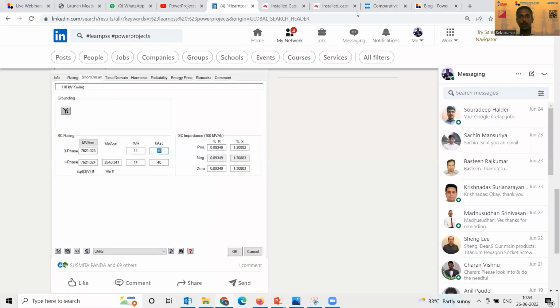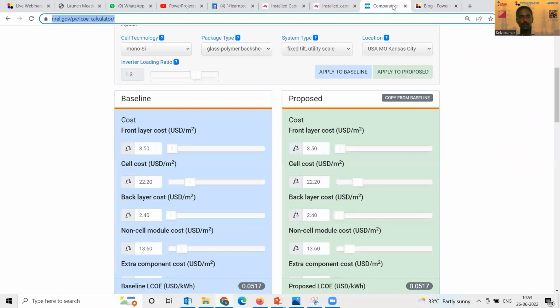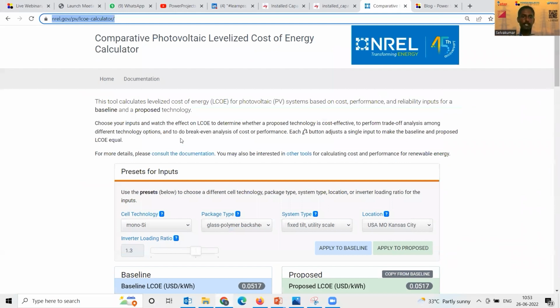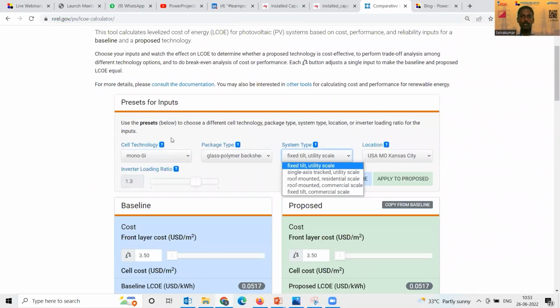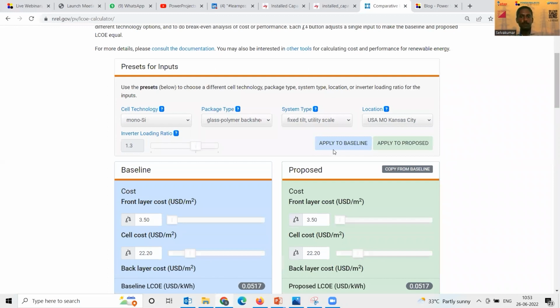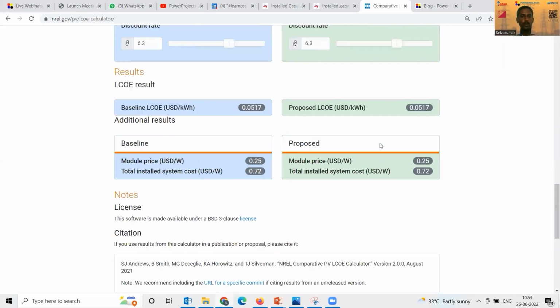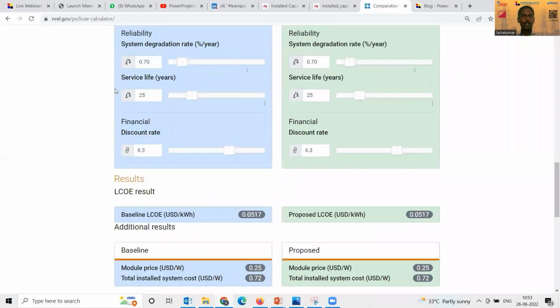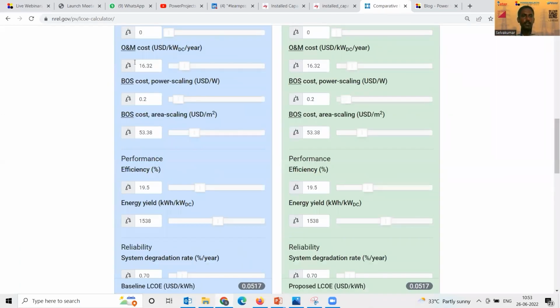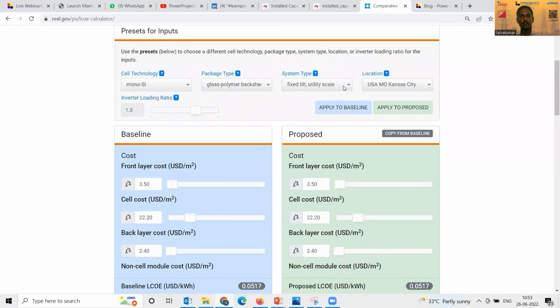If you go to this page, you can find all the information. What's the technology which you are using, what's the package type, what's the system type, what's the location which you are using, what is the DC to AC ratio which you are giving, what's the baseline which you are giving. If you give all this information, it will give you a beautiful report. Kindly ensure that you are visiting this NREL website for understanding the cost of it.